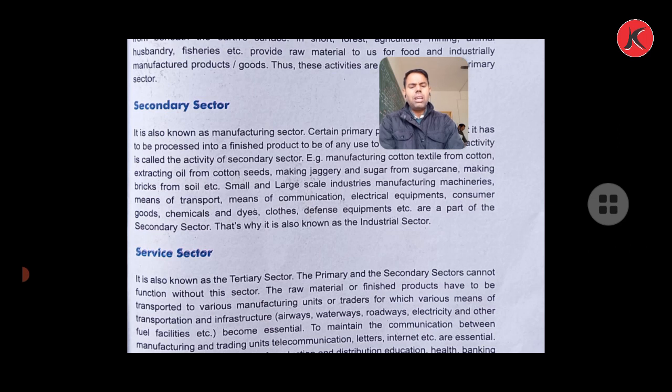Making bricks from soil. Small and large scale industries are there. Manufacturing machinery, means of transport, means of communication, electrical equipment, consumer goods, chemicals and dyes, clothes, defense equipment, etc. are a part of the secondary sector. These are all examples of the secondary sector. That is why it is also known as the industrial sector. So students, the secondary sector is also known as the industrial sector.